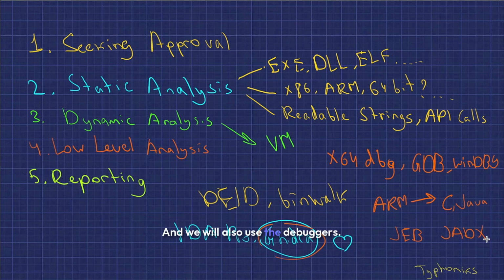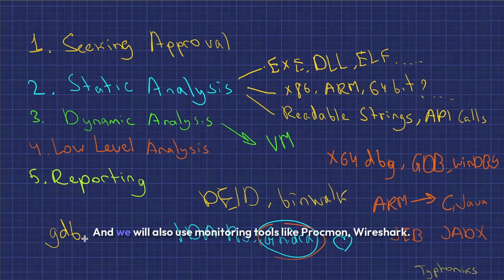And we will also use debuggers. Debuggers allow us to pause and step through execution. We use them to trace behavior and identify hidden logic. For the debuggers, we will mainly use GDB. And we will also use monitoring tools like Procmon and Wireshark.